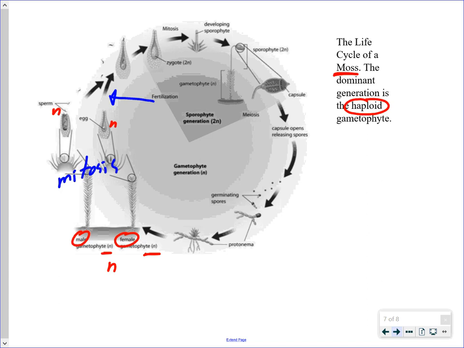What do these gametes do? Well, right in here, it's going to be fertilization. They come together. What do we end up with? Our diploid zygote. What does our zygote do? It divides through mitosis to give us the diploid version of the plant, which is our sporophyte.